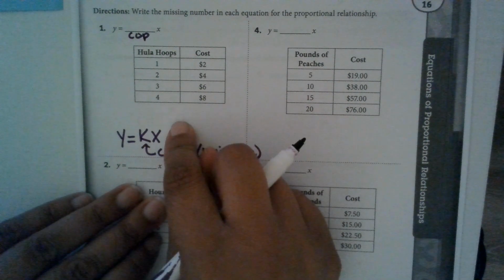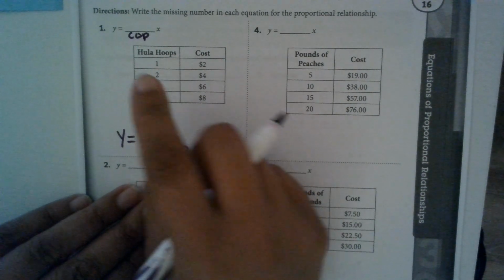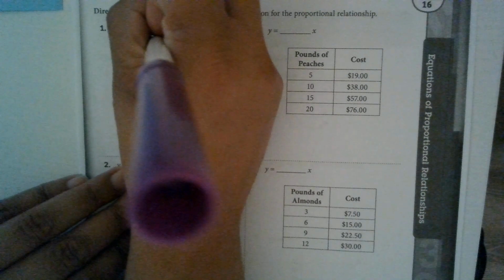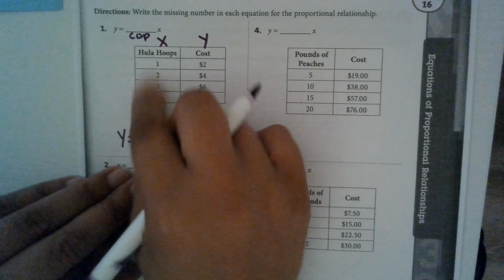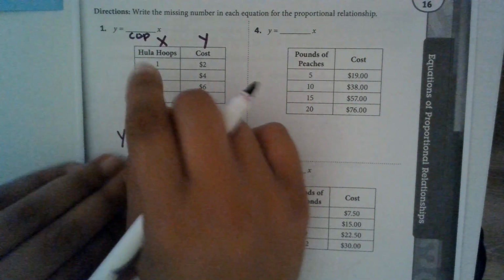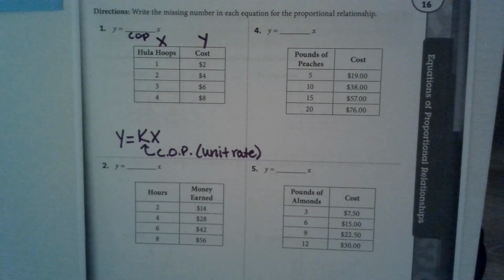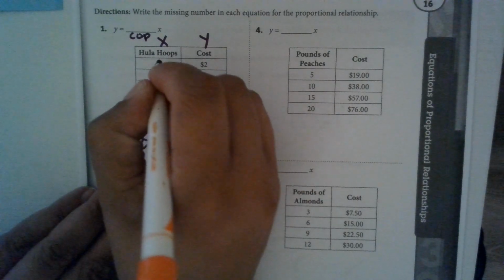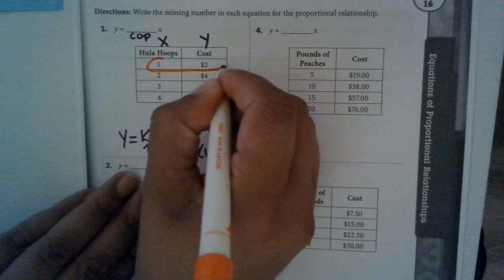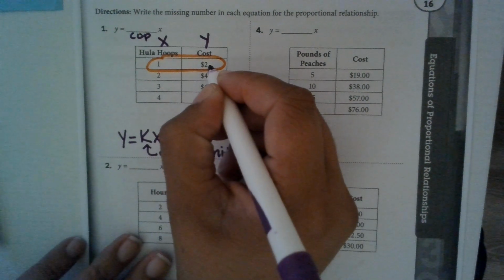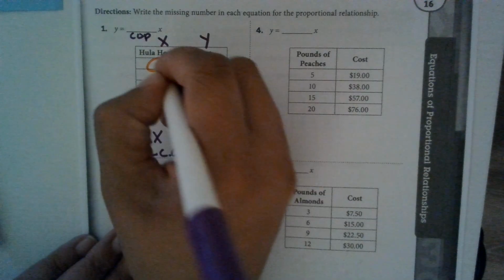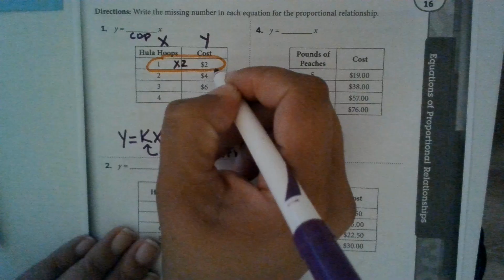Now, typically on a table, it's easier to find that magic number if your X value is 1. So I'm going to label this column X. I'm going to label this column Y. Now, as long as one of my values here is a 1, that means I can find what my K is. So for one hula hoop, it is costing $2. Therefore, 2 has to be the magic number you're looking for, K, because if I go and check, we can check this too. 1 times 2 is what makes 2.